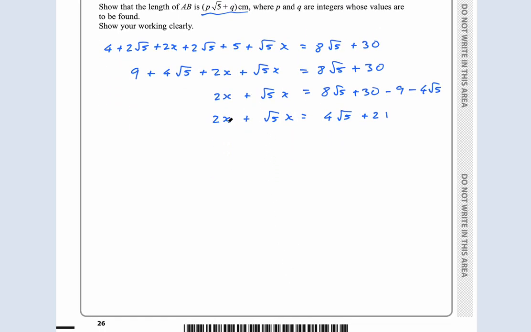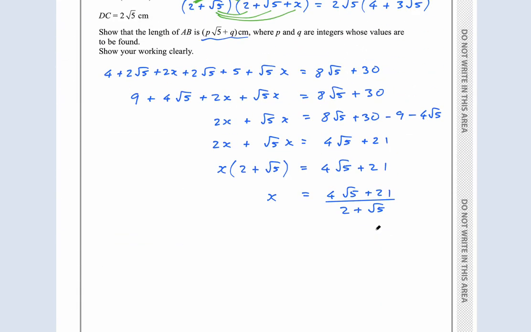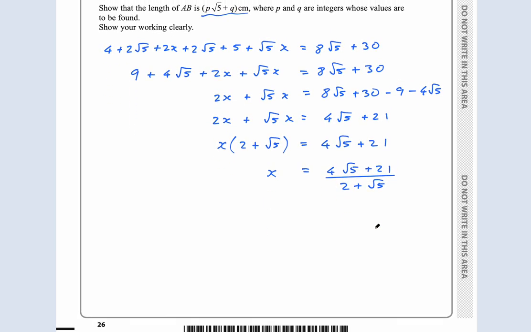Next step, I'm going to factorize out the x, because I need to get x on its own. So I have x into 2 plus root 5, factorizing the x, equals 4 root 5 plus 21. I do 4 root 5 plus 21 divided by 2 plus root 5. Now, if you've got this far, guys, well done. Because this is hard. And let me just check how many marks this question is. 5 marks. Well done if you've got this far.